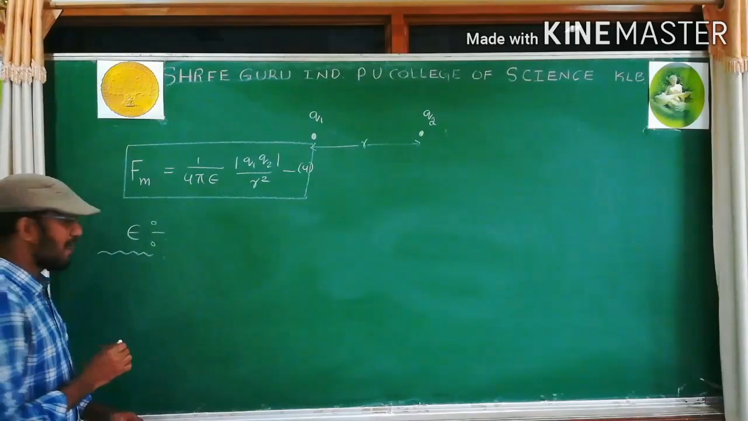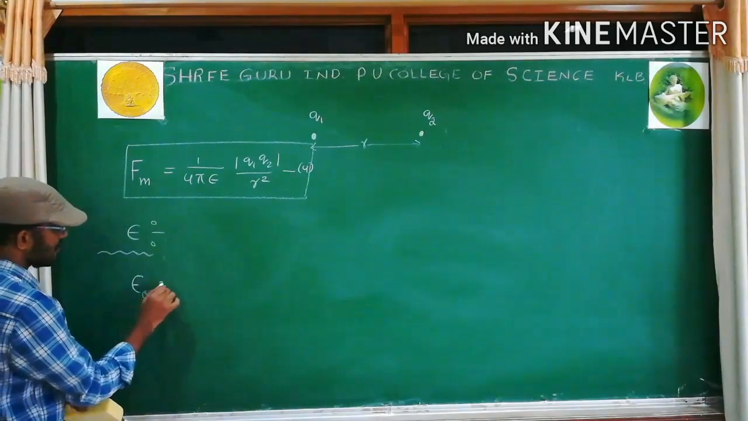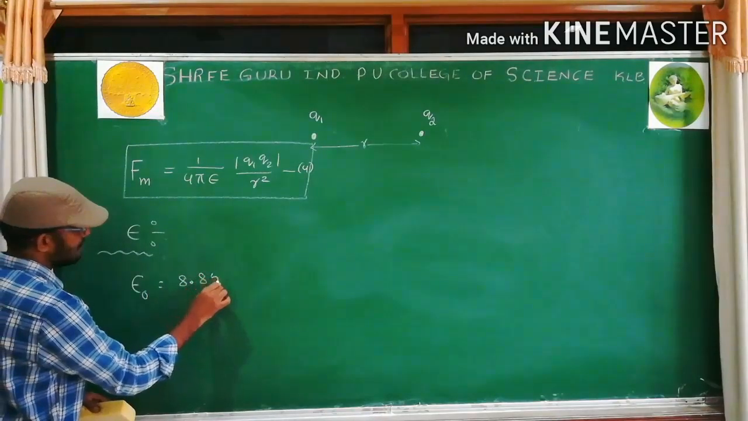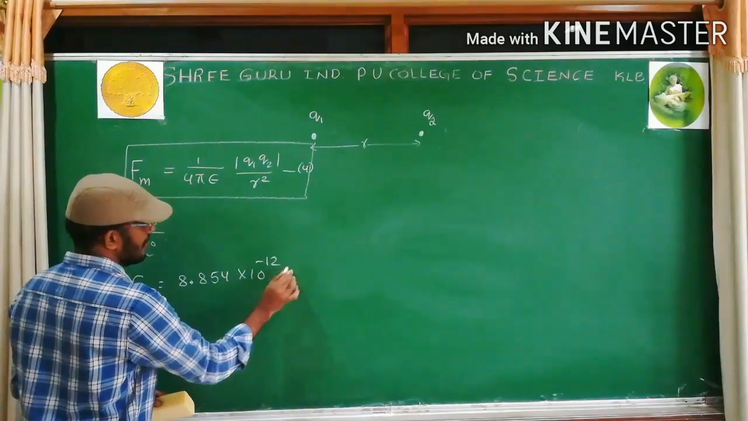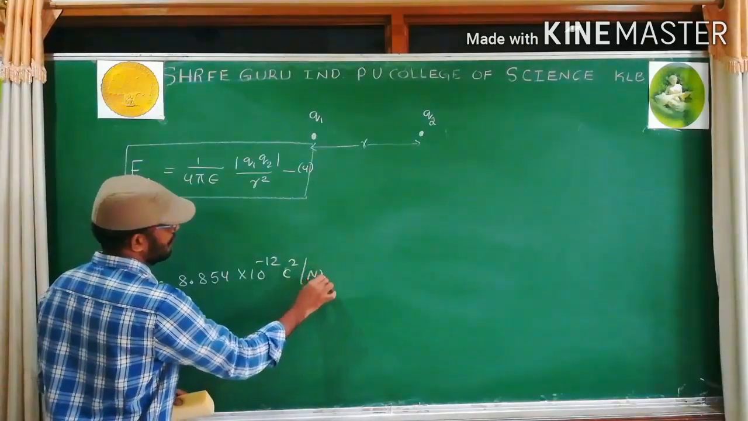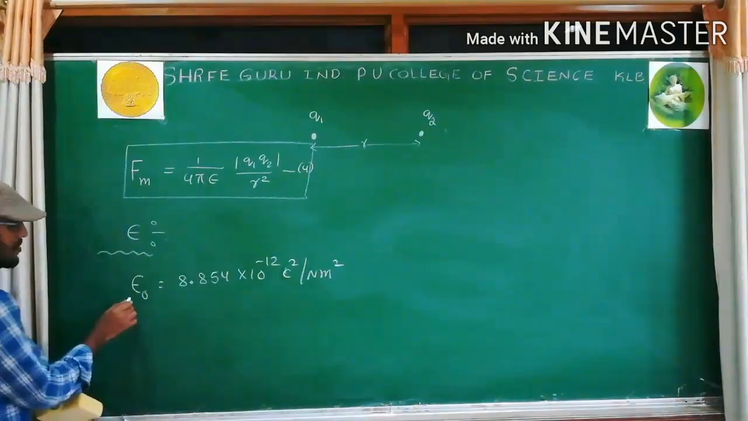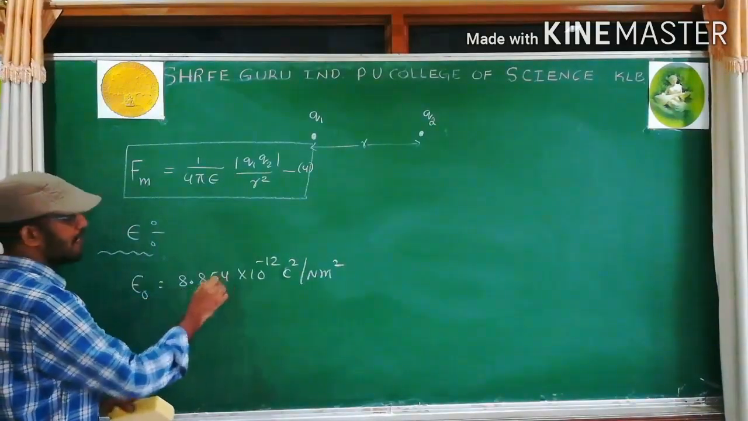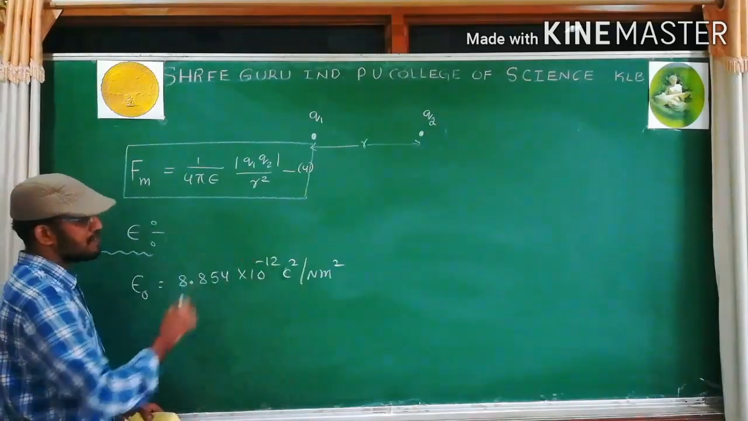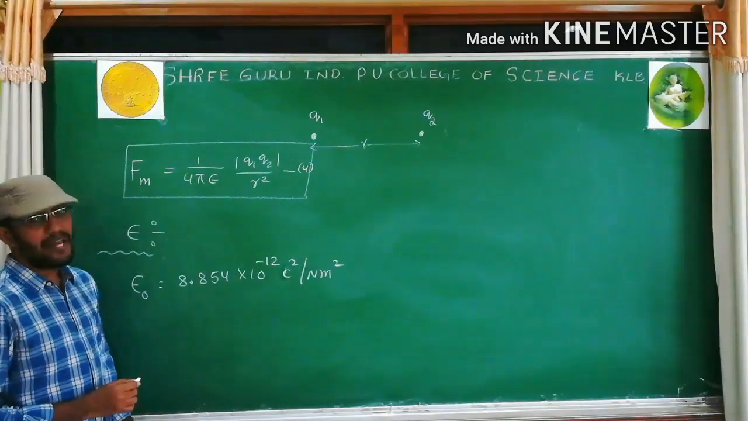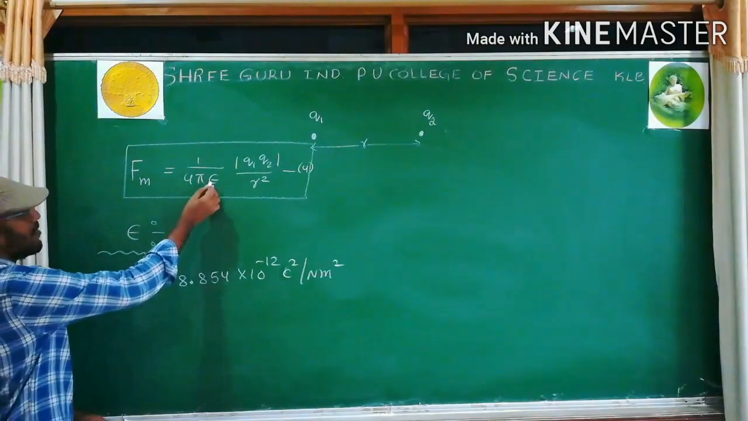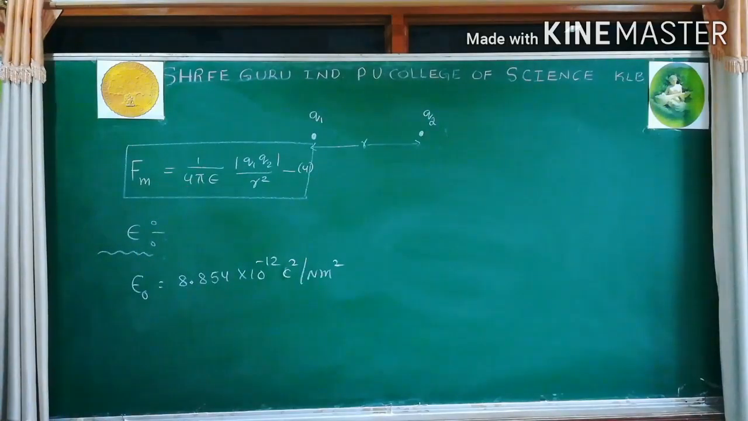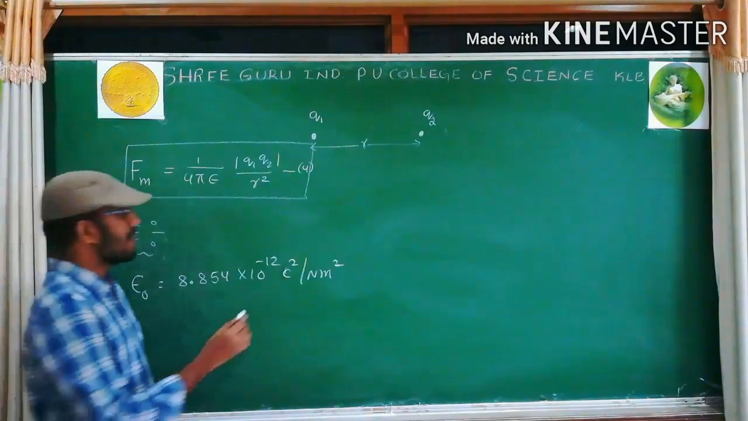Permittivity of free space. So epsilon naught is equal to 8.854 into 10 power minus 12. What is the unit? Coulomb square per Newton meter square. So epsilon naught is equal to 8.854 into 10 power minus 12 Coulomb square per Newton meter square. This is the value of epsilon naught. And we can rewrite this epsilon in terms of relative permittivity or dielectric constant. We'll see that definition also.